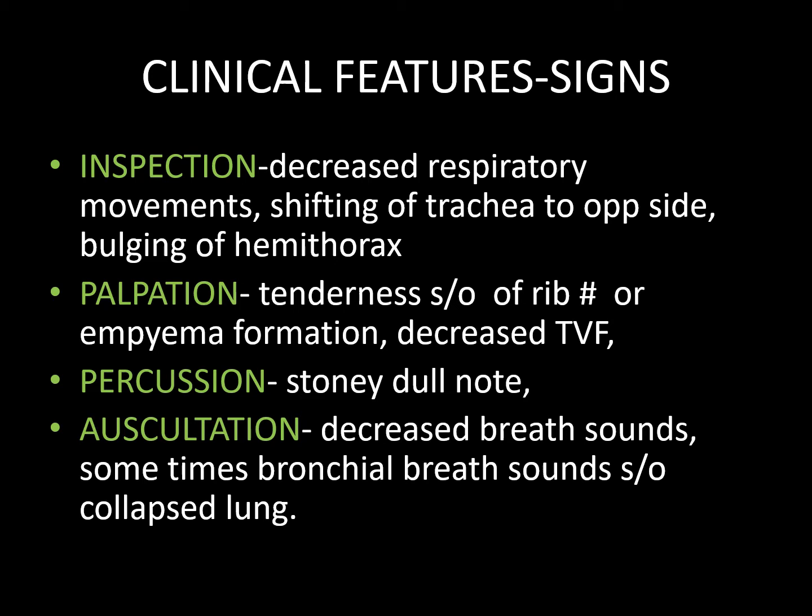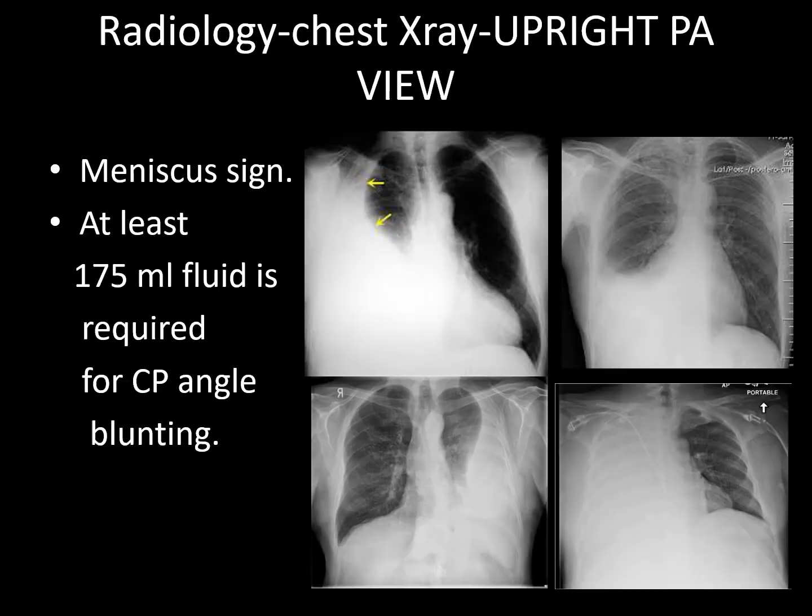Sometimes we may get bronchial breath sounds, which suggest the underlying collapsed lung. On X-ray, the first and the easiest and cheapest investigation is the chest X-ray. X-ray can be done in different views and different positions. The most common is the posterior anterior view in the upright position.